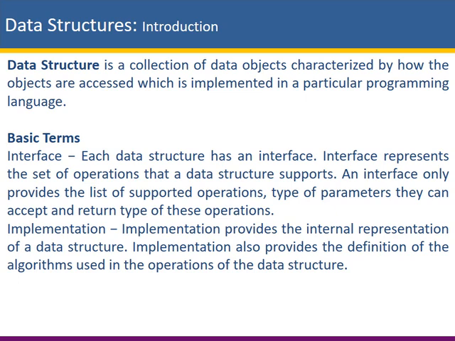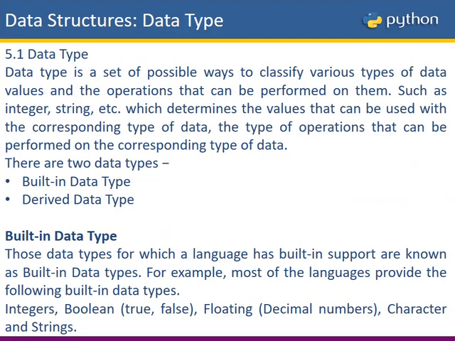We have basic terms that we use in organizing or storing our data in a computer. Each data structure has an interface. The interface represents the set of operations that a data structure supports. It also has an implementation. Implementation provides the internal representation of a data structure, and it also provides the definition of the algorithms used in the operations.